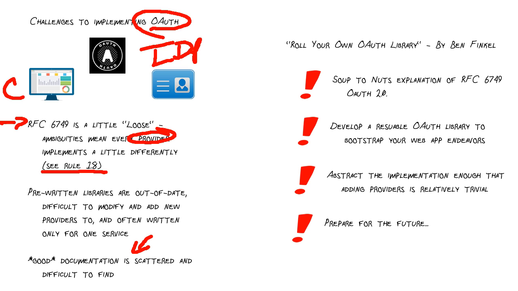Anyways, all of this led me to realize that we needed good documentation on how to write our own library to do this. We shouldn't be relying on a third-party library to implement OAuth. Even though it's meant to be a standard, it's too loose and too ambiguous and it's too much work to rely on someone else's third-party code to do this. So I'm writing my tutorial series, Roll Your Own OAuth Library.